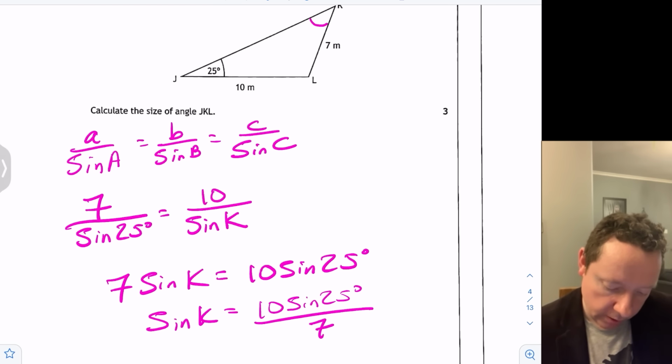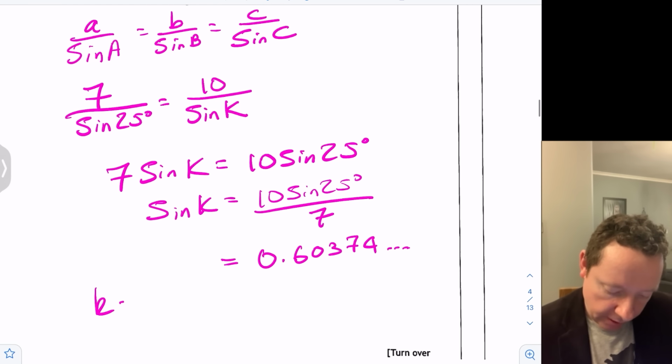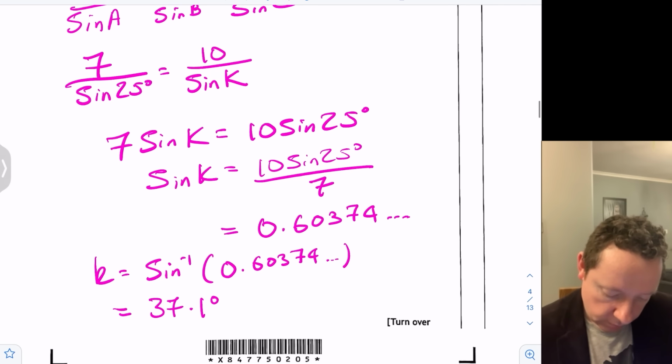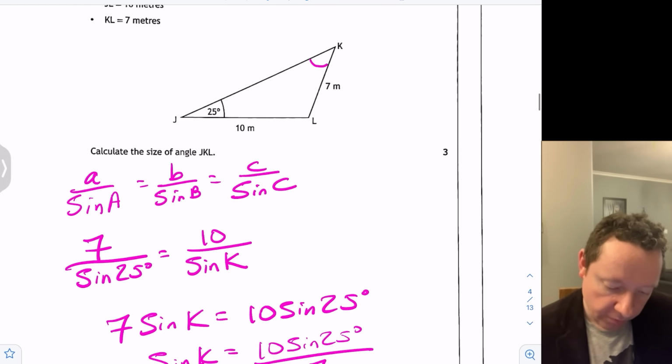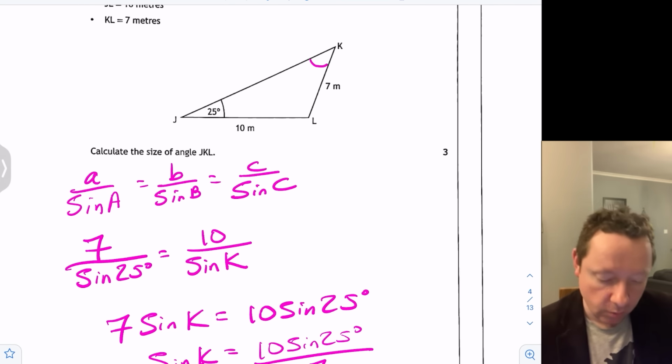So let's work that one out. 0.6037 4. So K is the inverse sine of my answer, which is equal to 37.1 degrees. Or you'd probably find with just 37 because every number is to two significant figures in the question.